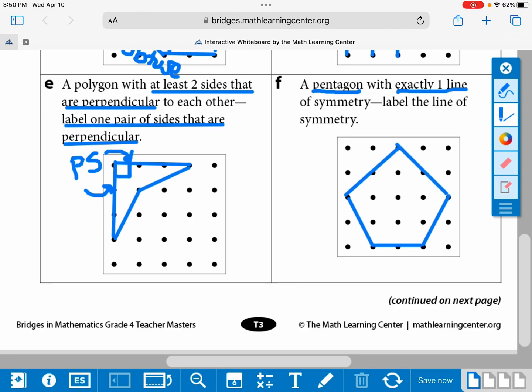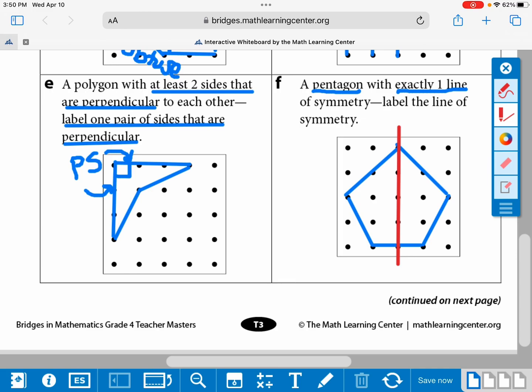Okay. And with this, we are going to add our line of symmetry. All right. So, this one would not... what's the word I'm looking for? This would not be the only type of pentagon that we can draw, all right?